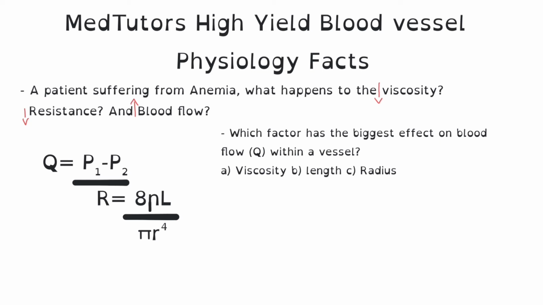Which factor has the biggest effect on blood flow Q within a blood vessel? Is it A, viscosity, B, the length of the blood vessel, or C, the radius of the blood vessel? Looking at the equation once again, we want to find out which factor will have the biggest effect on blood flow Q. If I look at viscosity and length, they're going to have a direct relationship with resistance. However, their effect is going to be multiplied by 8.